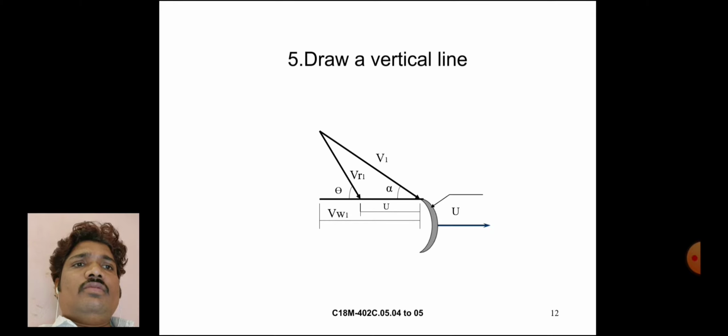Extend u. Steam inlet whirl velocity VW1, draw a vertical line this way. In this figure, V1 is the steam inlet velocity, VR1 is the steam inlet relative velocity, VW1 is the steam inlet whirl velocity, u is the blade velocity, phi and theta are blade angles, alpha is the nozzle angle.